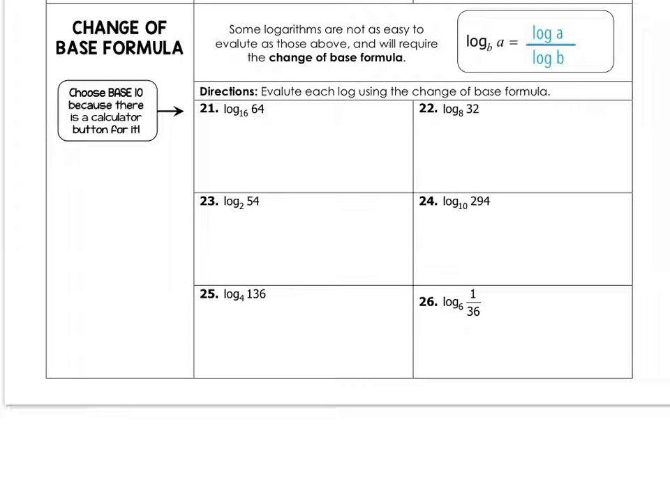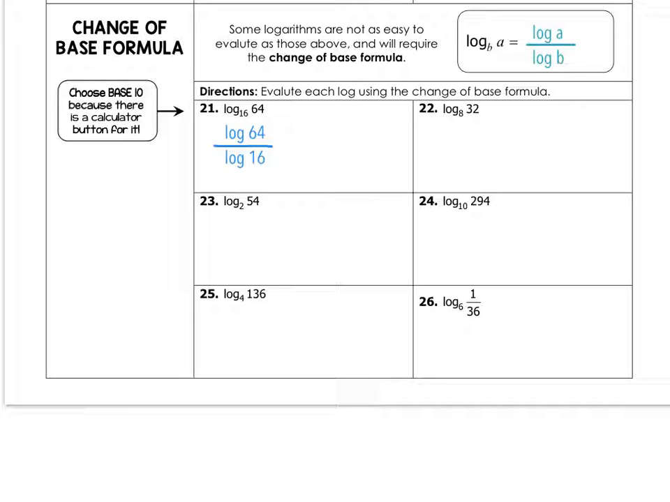All right, so let's look at 21. Log base 16 of 64. I'm going to rewrite it using the change of base formula. And when I do that, I get log of 64 over the log of 16. And if you notice, we didn't use any base here, so we're going back to that idea that if there isn't a base written in, we're using base 10. And we want to do that specifically because that's what our calculator can do. We have a button on there.